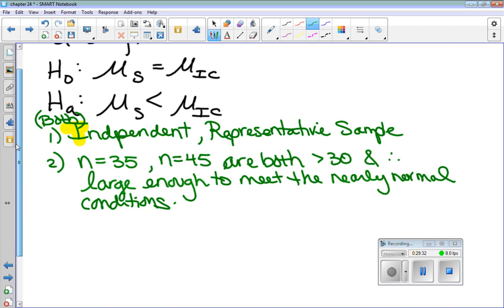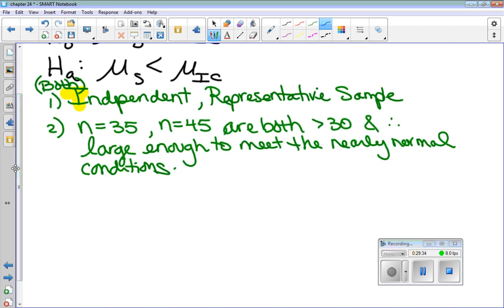Okay? So what's the next thing I need to do? Am I going to pool? Am I going to go swimming? No. Because? Means. When do we pool? Proportions. Okay? We're not going to pool with means unless we know that the individual population standard deviations are exactly the same, which we will never know. Okay? So, what do we do?